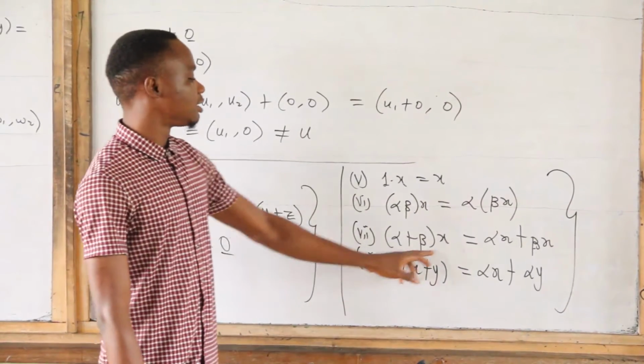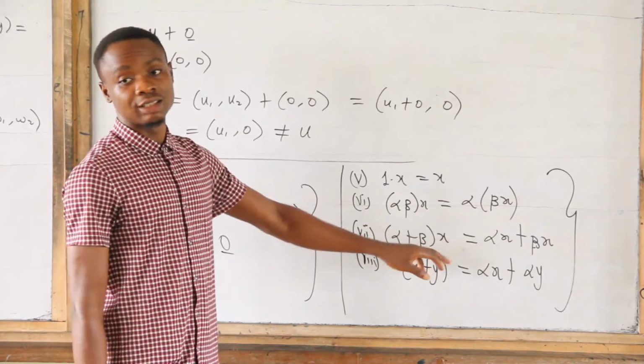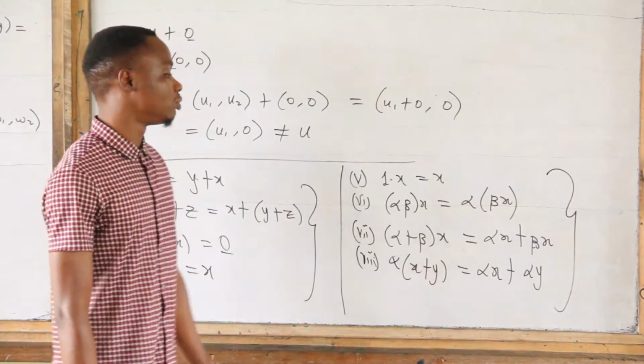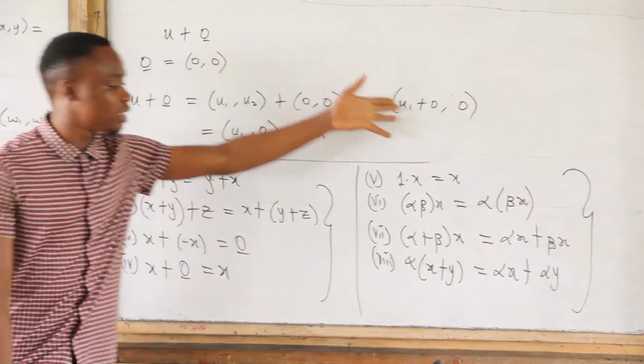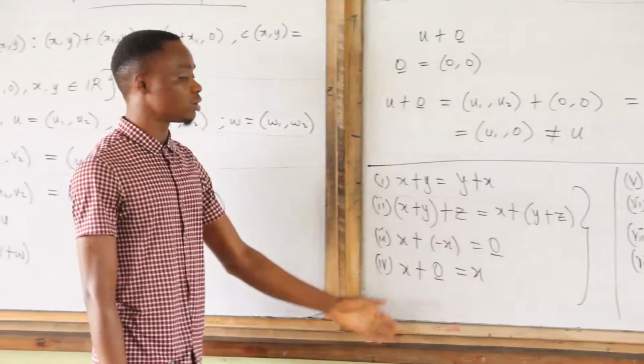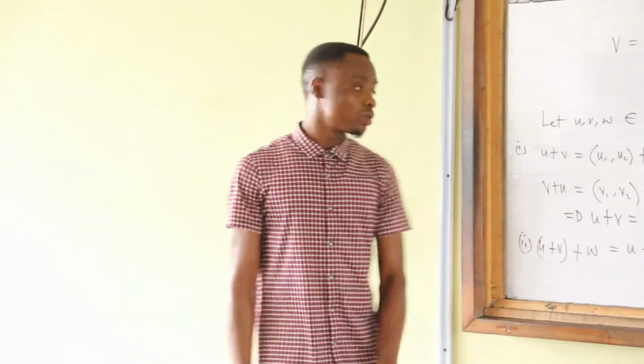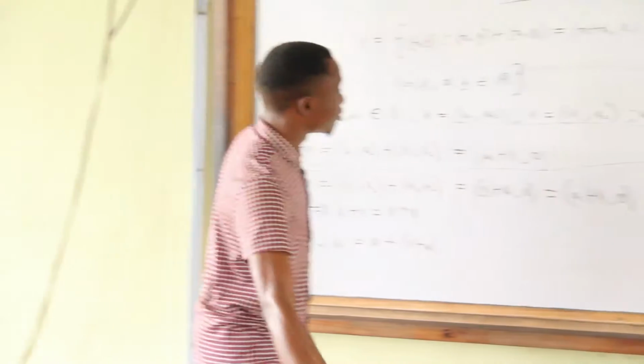And this is distributivity. So this is what we call left distributive. Do you understand that? And this is right distributivity. So that is it. These are implications of closure under scalar multiplication. These are implications of closure under addition. Is it very clear? So that's that about that. So let's move on.